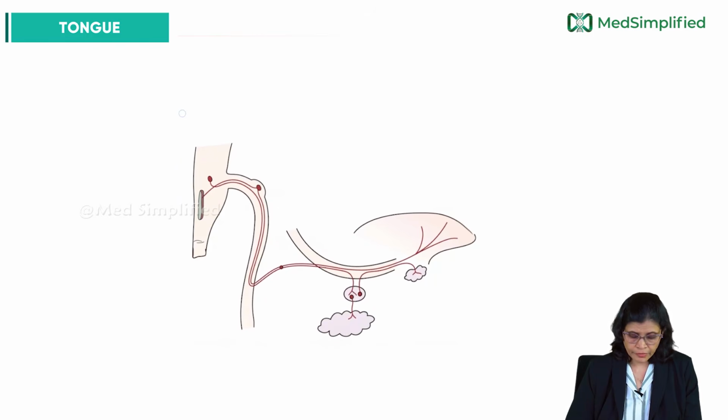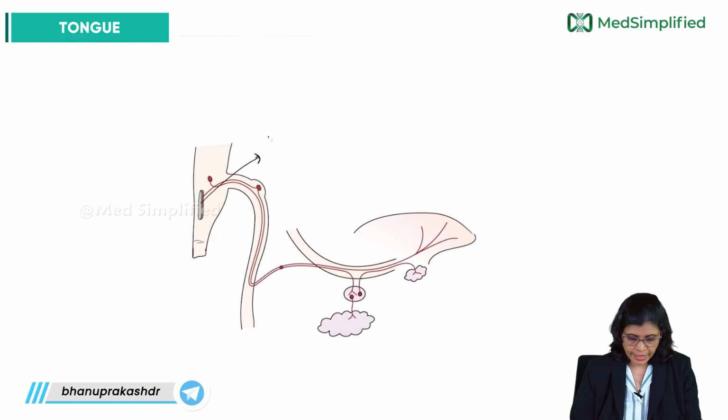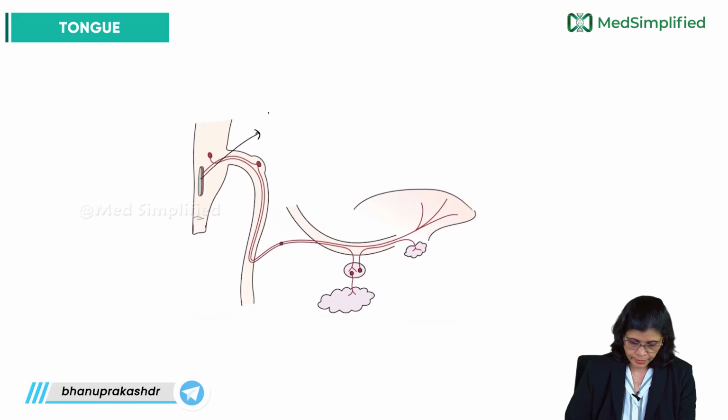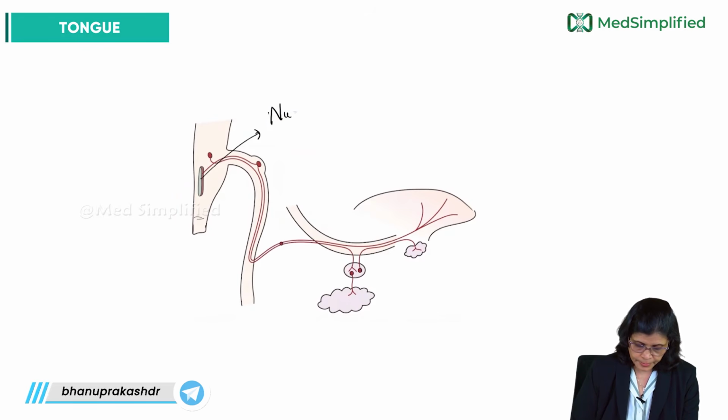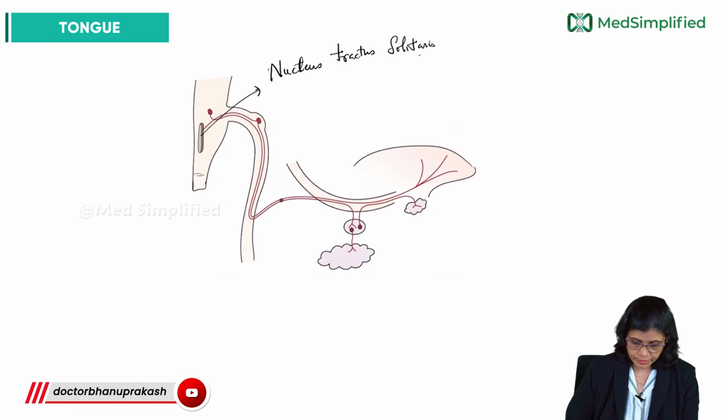The secretomotor fibers here, mainly by, here we have the tractus solitarius nucleus. This is the nucleus tractus solitarius. From here, we have the superior salivatory nucleus.